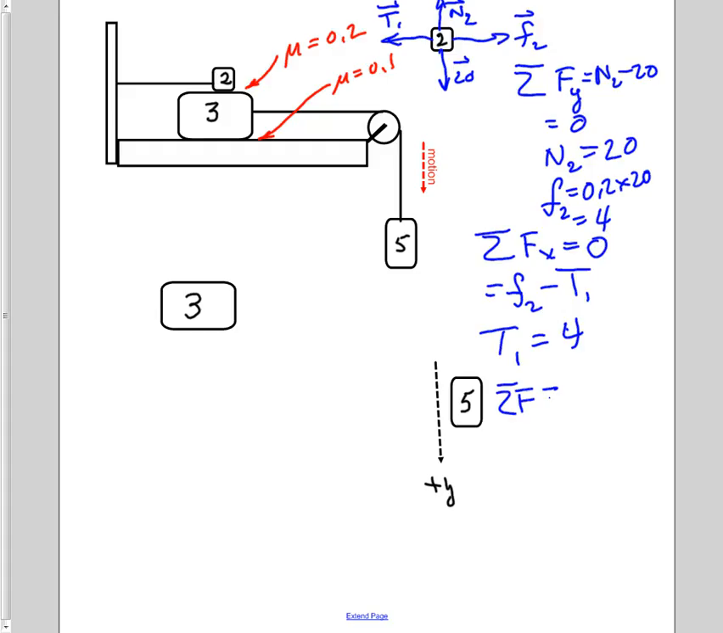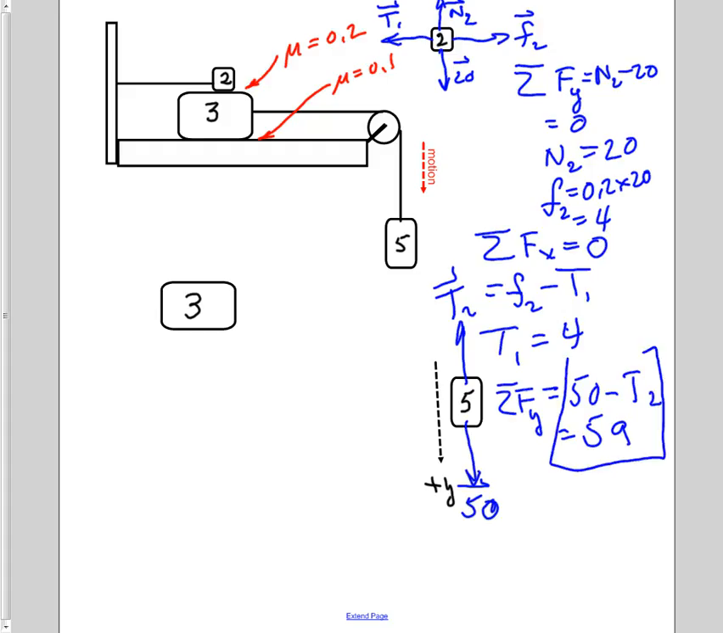So the sum of the forces in the y direction for this guy. Okay, what are the forces on him? There's his own weight, 50. And then there is a tension, which I should call T2. Okay, that's the tension in the string that goes over the pulley. And so the sum of the forces in the y direction is 50 minus T2, and that's equal to MA, which is 5A. So let's draw a box around that. There's one equation with two unknowns.